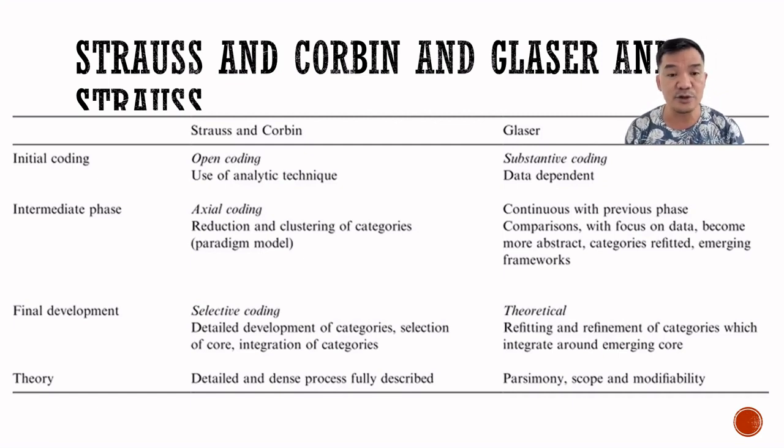And the last is the theory phase, where the detailed and dense process is fully described. That means you've already defined the different indicators of that theory, while Glaser emphasized parsimony, scope, and modifiability. That means you can continuously develop the theory itself, because the simplicity, the focus on the scope, or the context might determine the way your theory will be known or developed in the future.